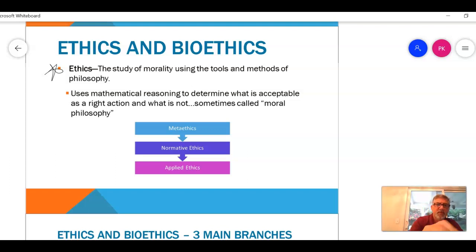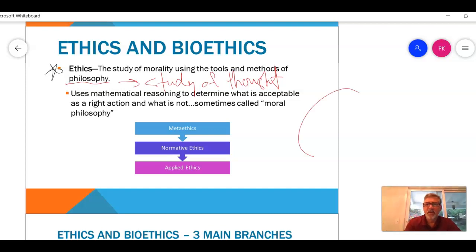Now, this word philosophy, right? So philosophy is a study of thought, right? So philosophy and ethics kind of go hand in hand. There's a class in college called logic, right? Logic is from philosophy, and all logic does is Venn diagrams, right? And it looks for the common ground between two things, right?